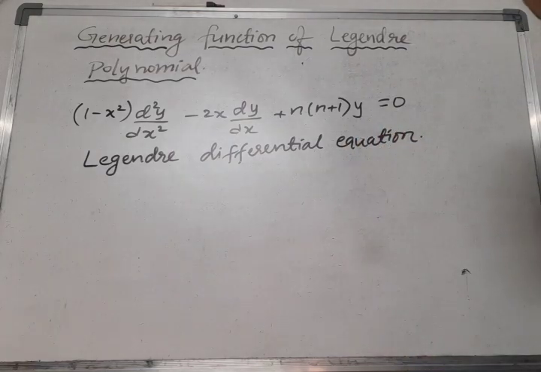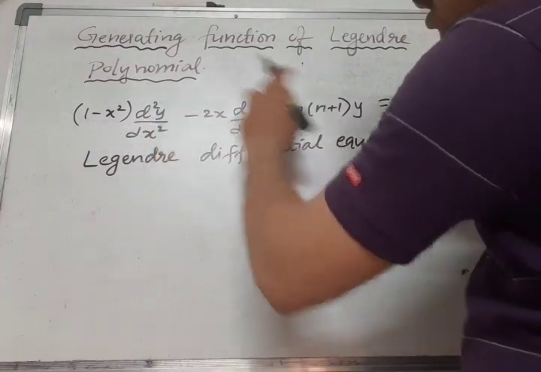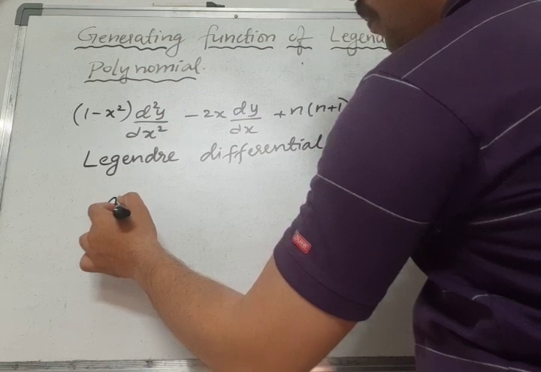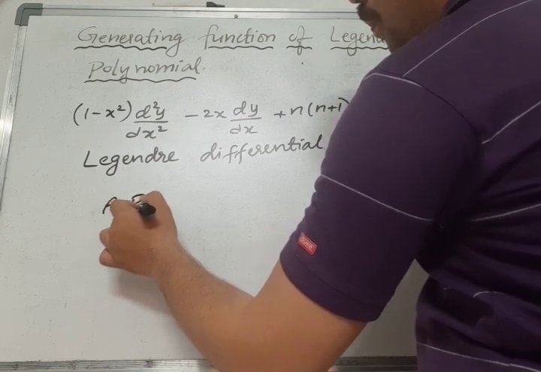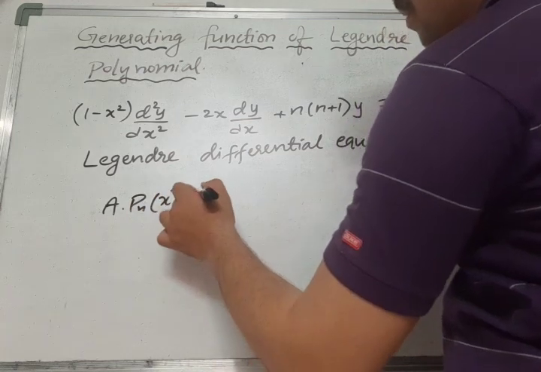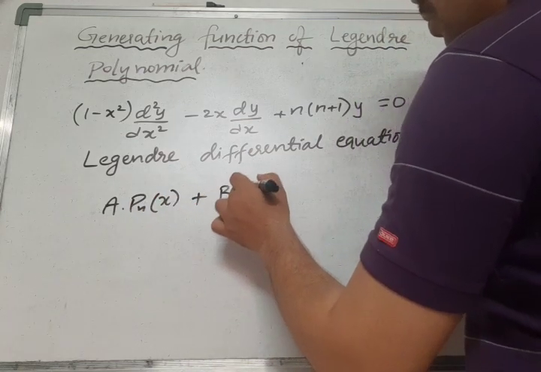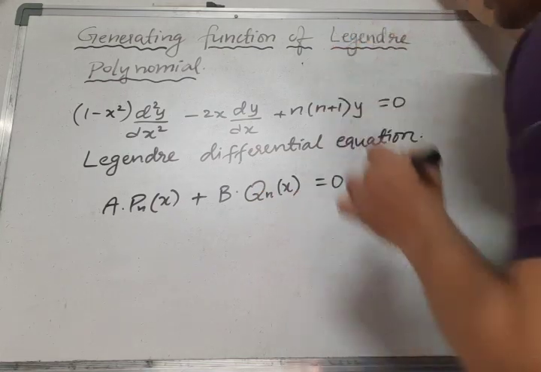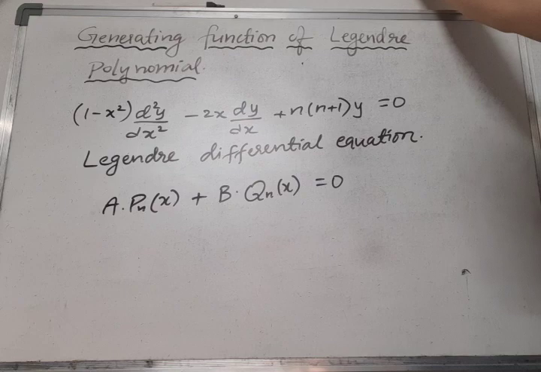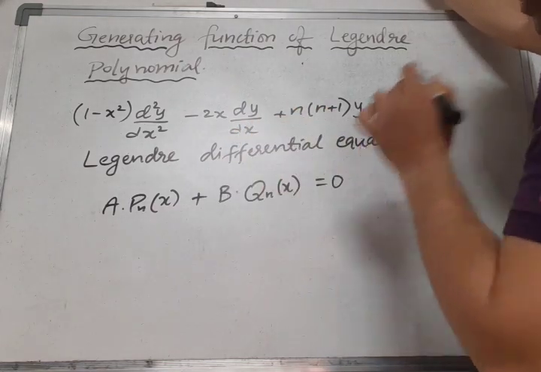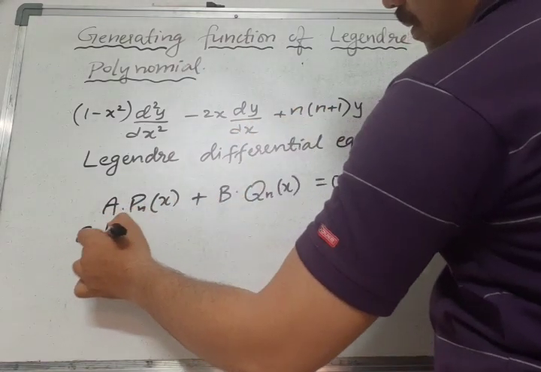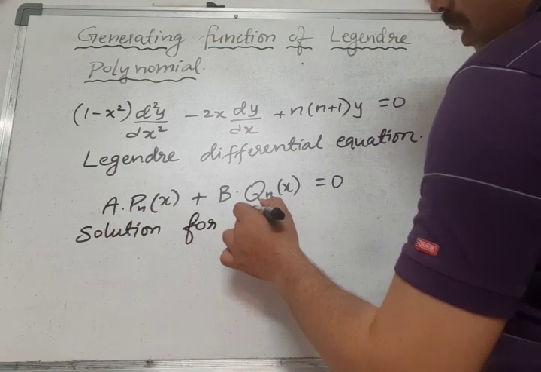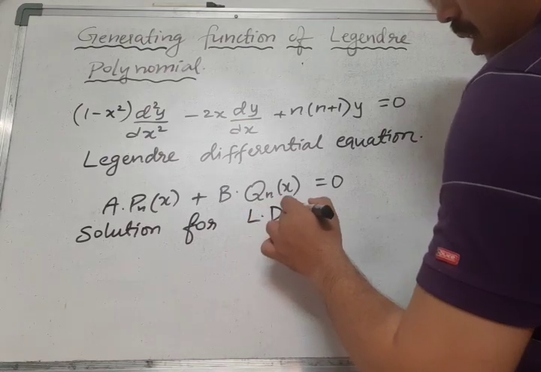Okay. Next, the solution for this Legendre differential equation is a into Pn of x plus b into Qn of x. We call this as a solution for the Legendre differential equation.